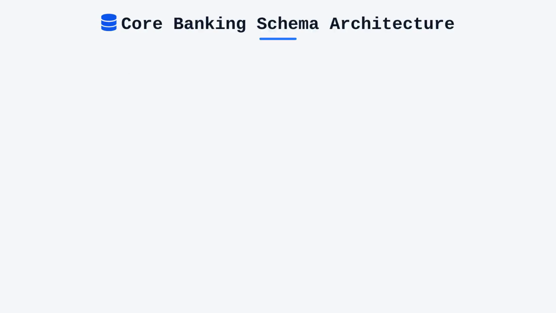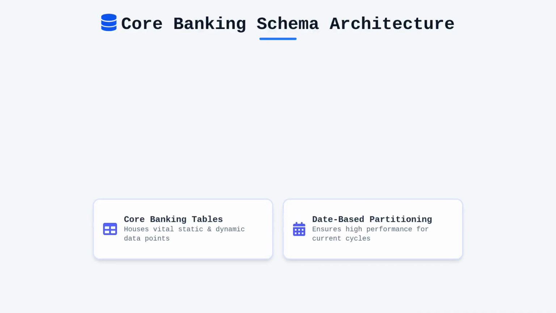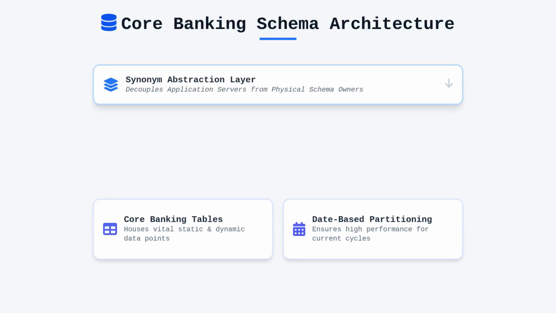At the heart of the schema, we find the core banking tables which house the static and dynamic data points vital for daily operations. These tables are often partitioned based on business dates to ensure that historical data does not degrade the performance of current processing cycles. When working with these structures, you are expected to navigate through synonym layers that abstract the actual physical location of the data. This abstraction is beneficial because it enables the application server to interact with the database without being tightly coupled to a specific schema owner, facilitating smoother transitions if you migrate your deployment.